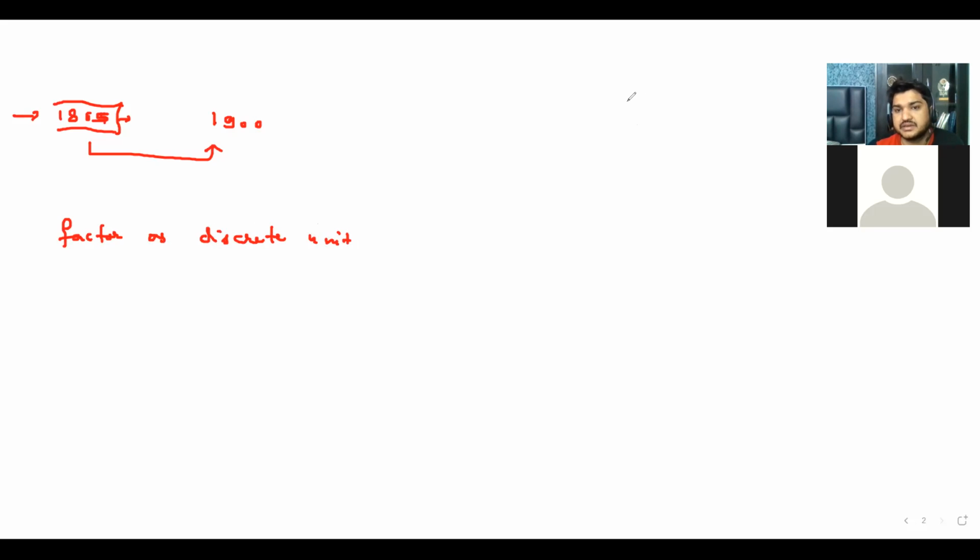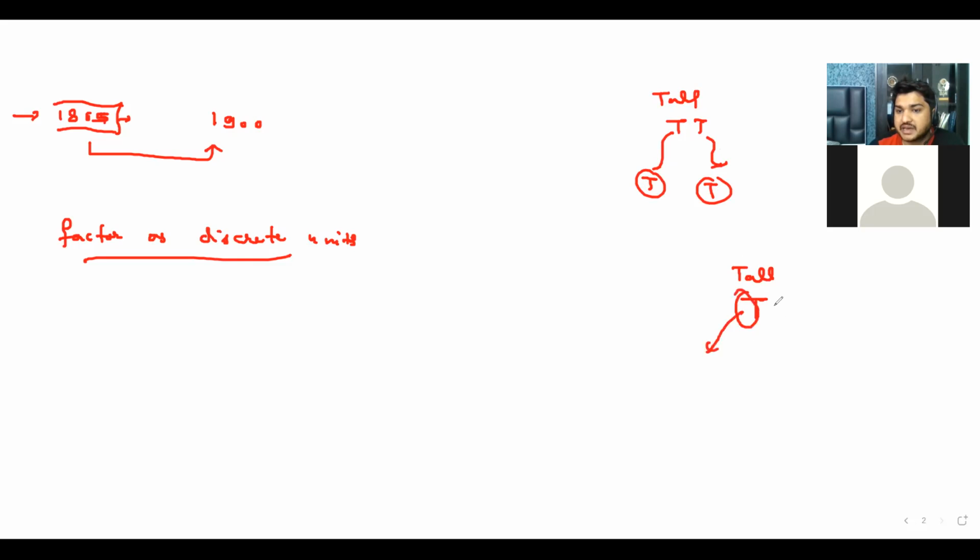So people say factor is a discrete unit. Yes, factors mean genes. The genes are the discrete units. Like if I say tall, so tall means we have a capital T and capital T, and one of them is going into the gamete, right? But those people think that tall means there is a capital T, so some of the character is going in this gamete and some is going in this gamete. Is it possible? No. So that's why this is not possible.